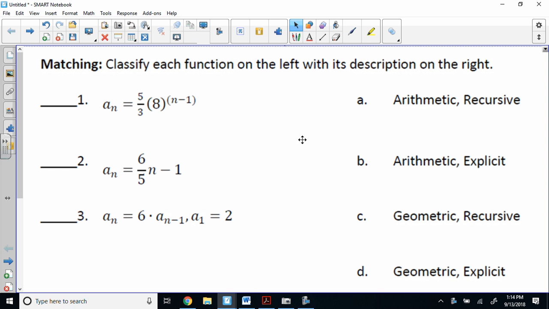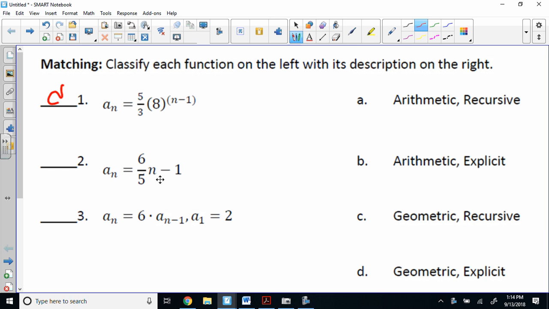This is the Unit 1 study guide. So it says classify each function on the left with its description on the right. First off, this is geometric. But is it recursive or explicit? That's right. So that's D.